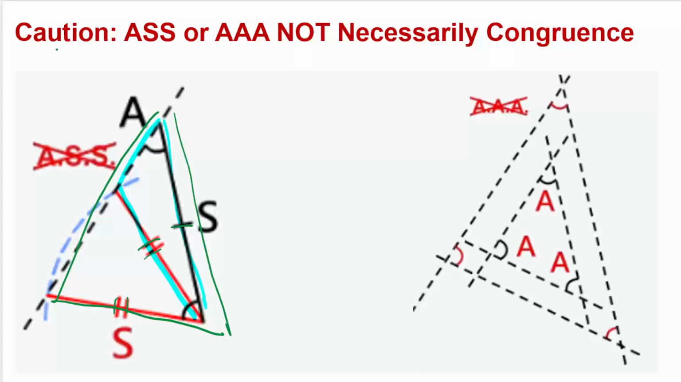Also AAA neither. Because if you consider the larger one and the smaller one here, corresponding sides are parallel, which means we have 3 pairs of congruent angles, but apparently the larger triangle is not congruent with the little triangle here, right? Okay, so ASS or AAA does not necessarily mean congruence. Are you clear?